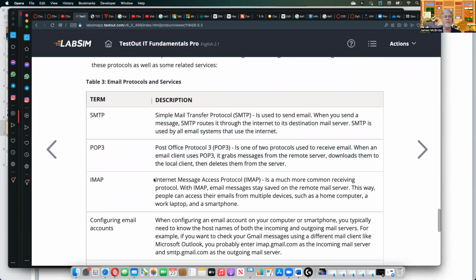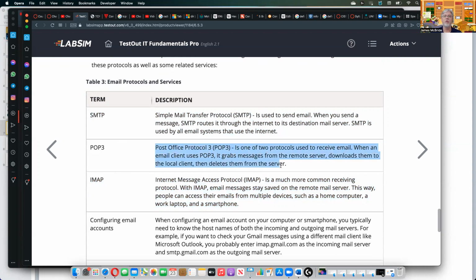So let's talk about IMAP. IMAP is a much more common receiving protocol for getting your mail. With IMAP, messages stay saved on the remote mail server. This way, people can access their mail from multiple devices, such as home computers, work laptops, and smartphones. IMAP is what we use on our devices. So SMTP is used when you send a mail out of your phone. IMAP is what's used to send mail to you on your phone.